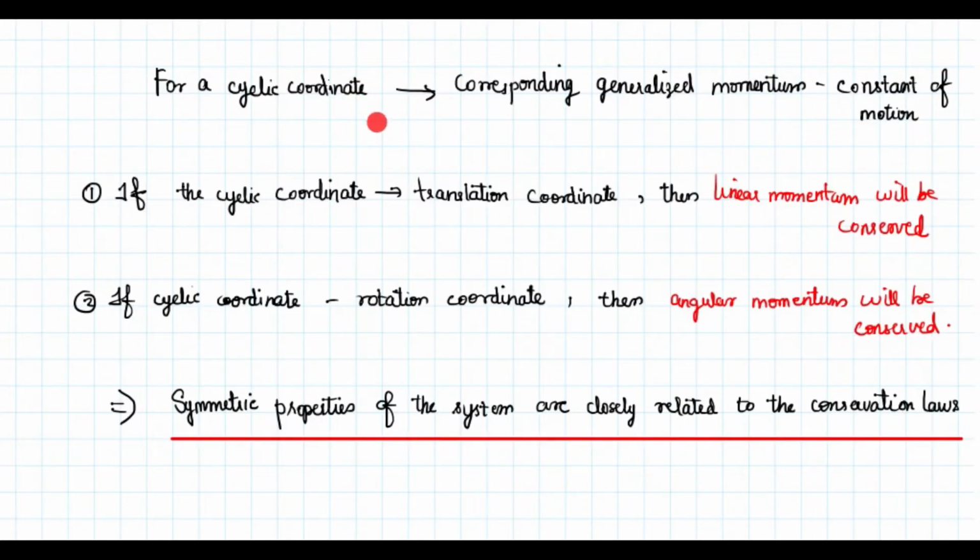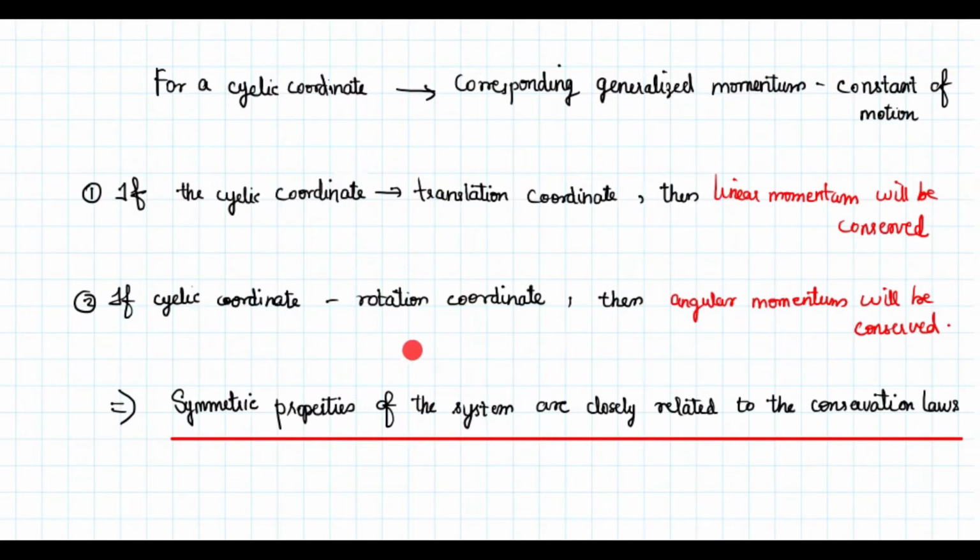Now we have already gone through cyclic or ignorable coordinates and seen that when a cyclic coordinate is present in a system, the generalized momentum corresponding to that cyclic coordinate becomes a constant of motion. If the generalized coordinate corresponding to a displacement along some direction is cyclic, then the translation of the system along that direction will not make any difference to the problem. In that case, we can show that the corresponding linear momentum will be a conserved quantity.